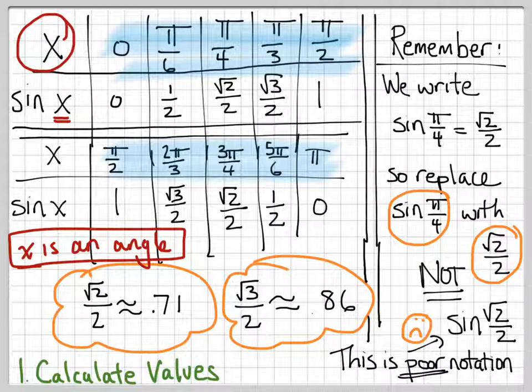Over here, I want to make a point, and this is because I'm just finishing grading your tests. Whenever you write sine of pi over 4, you're like, oh, sine of pi over 4 is rad 2 over 2. Well, write rad 2 over 2. Don't, under any circumstances, write sine of rad 2 over 2. When you replace a sine value with its evaluation, you stop writing the word sine.